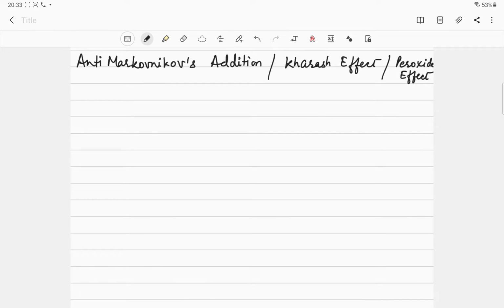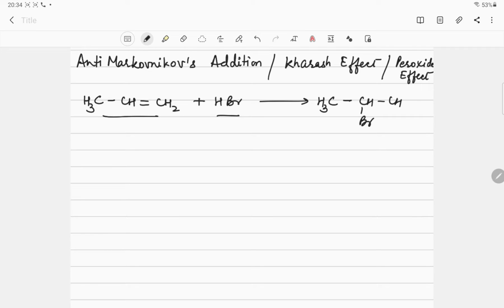Everyone, here we are going to discuss the anti-Markovnikov's addition in alkenes. Now let's do the example. CH3CH=CH2. If we add HBr, this is an unsymmetrical alkene and this is an unsymmetrical reagent. When we add the two, then the product obtained will be CH3CHBrCH3.